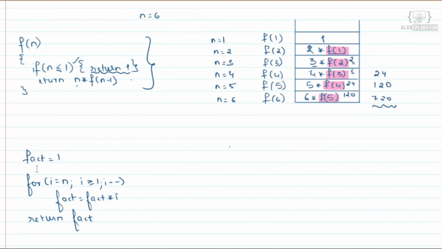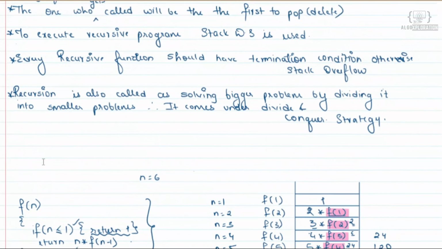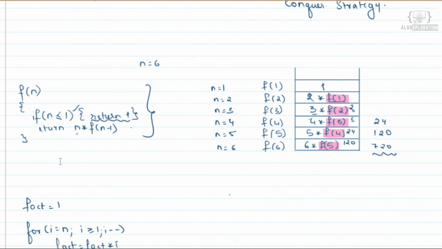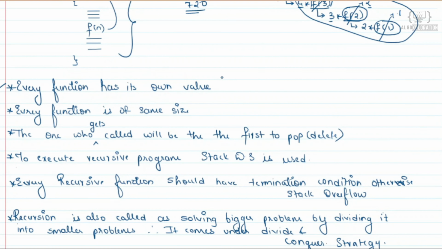Now let's understand something about functions when it comes to recursion. Here the first property is that every function has its own value. Like f of 6 is a different function, f of 5 is a different function, and the values of n are not common, they are different. Here 6, here 5, here 4. Therefore we are saying that every function has its own value.